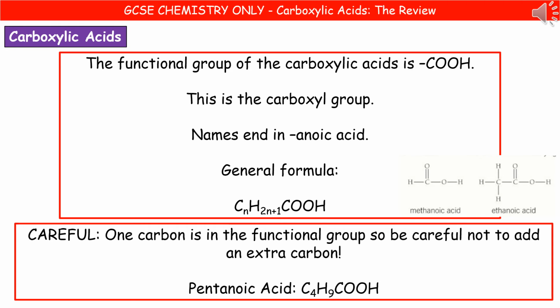For their general formula, what we've got there is CnH2n+1COOH. One of the things to be really careful with here is that one of the carbons is actually in that functional group of the COOH. So do go careful not to add that extra carbon. If you had pentanoic acid, which will have 5 carbons because pent means 5, then 4 of them are in that original carbon block, and then the 5th carbon is in the carboxyl group, COOH. So you can see the formula at the bottom there.